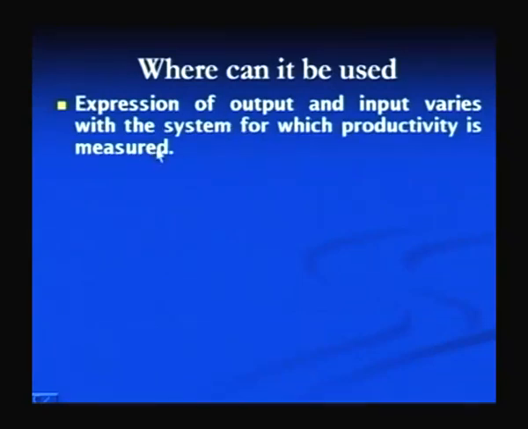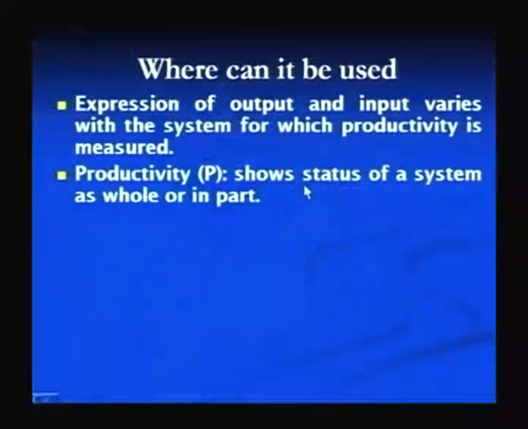If at all we have to measure the performance of a system, we have to see what the different outputs being given by a given system are, and what the different inputs being used to produce the given output are. These input and output variables depend upon the kind of system for which productivity is being measured. Like if an industry is producing biscuits, we have to see what quantity of wheat or sugar or other items is being used to produce the given quantity of biscuits.